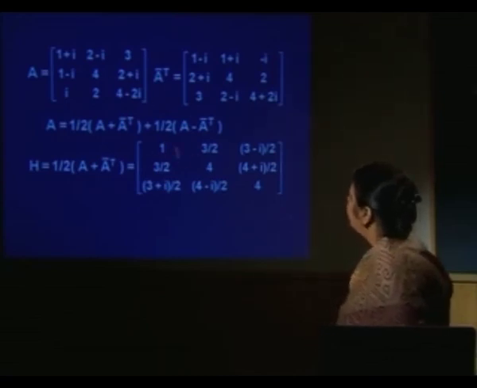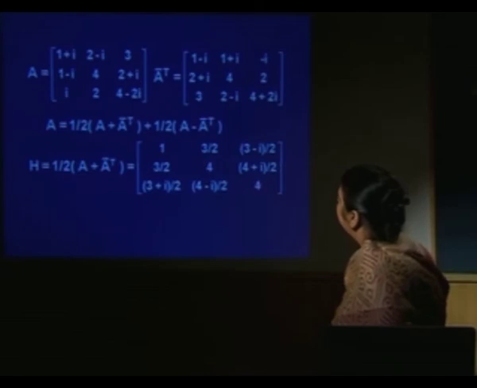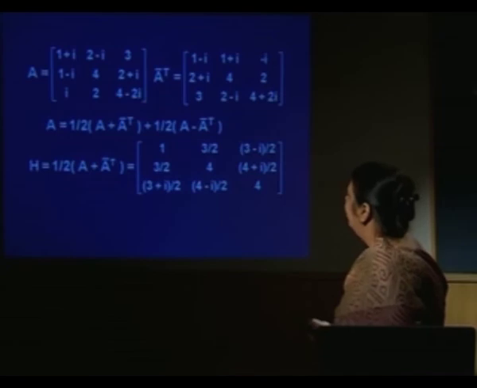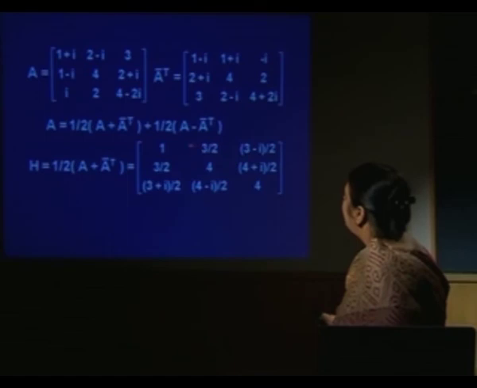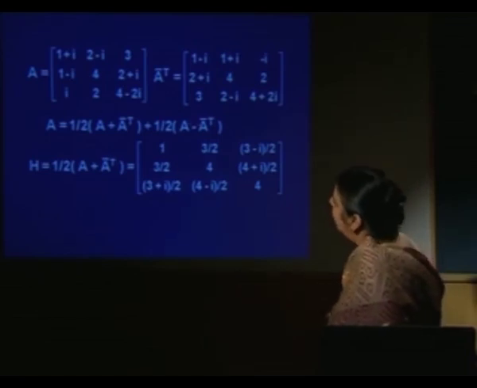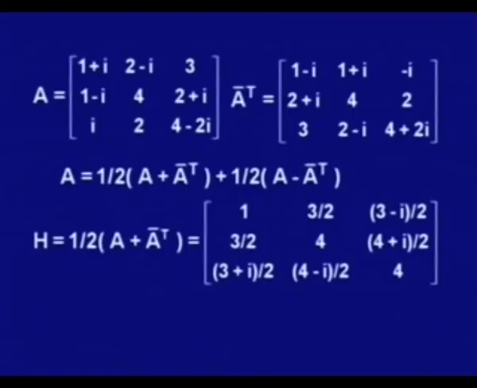Now, you may notice that this is symmetric and these are the conjugate. This and this are same. 3 plus I by 2 is here 3 minus I by 2. I have taken the conjugate and then transpose. Then 4 minus I by 2, here I have 4 plus I by 2. So, this matrix is Hermitian. If you take its H bar transpose, you will have the same matrix.